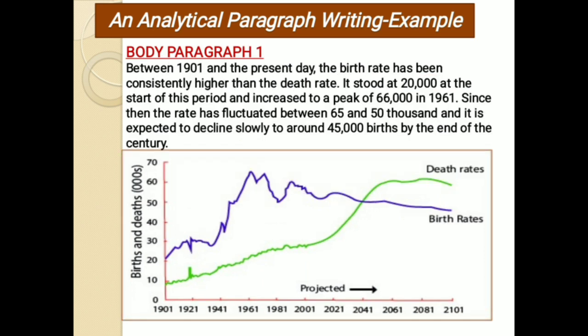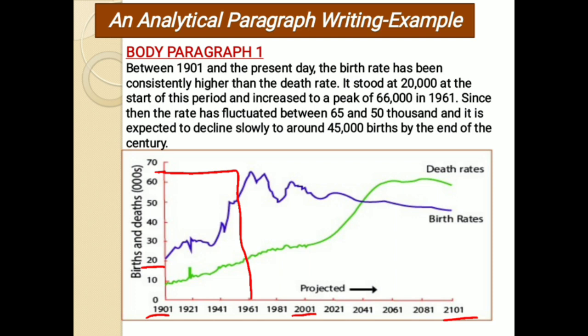Now, we need to work upon the body of the analytical paragraph. You see here, from 1901 to 2001, till the present date, what has happened to the graph? It started at 20,000, slowly and gradually kept on increasing till 66,000 in the year 1961. So this is your analysis.